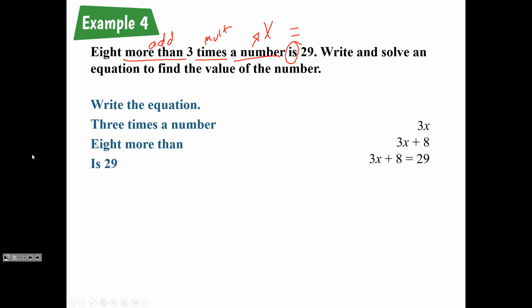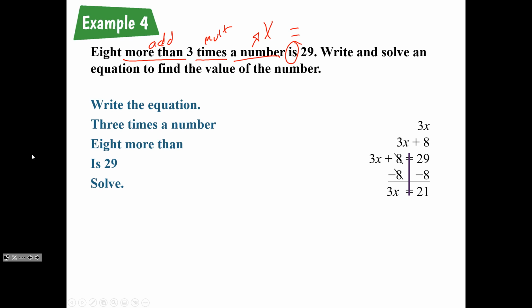Now we've written our equation, but we need to solve for it. So we just do what we've normally been doing with a 2-step equation. We subtract 8 from both sides because we want our variable by itself. When we subtract 8 from both sides, we get 3x on the left. 29 minus 8 is 21.